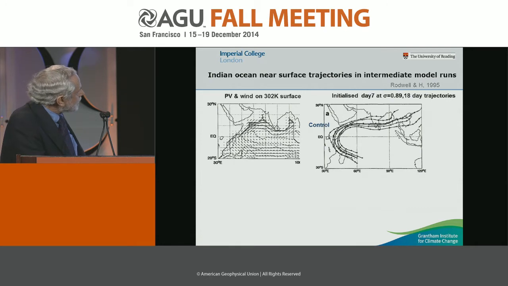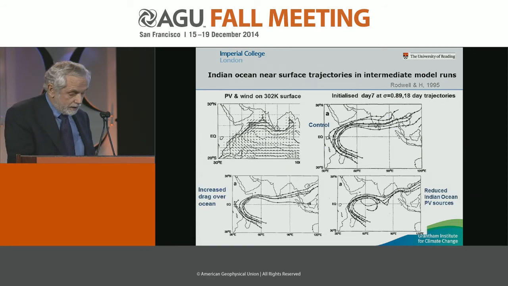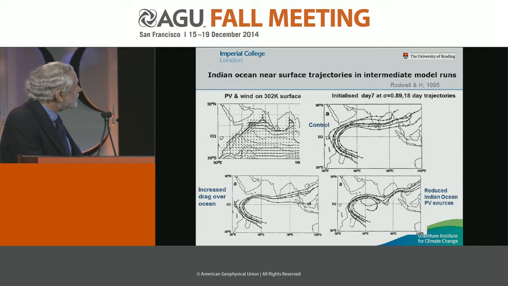If you look at trajectories, you see these trajectories, some of them avoiding India, others not, looking as if they want to recurve, but then going into Southeast Asia. But being a toy model, you can play games with this, and if you increase the drag over the ocean, then the air is assimilated quicker into the northern hemisphere, and it avoids India completely.